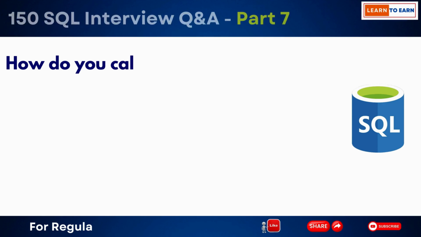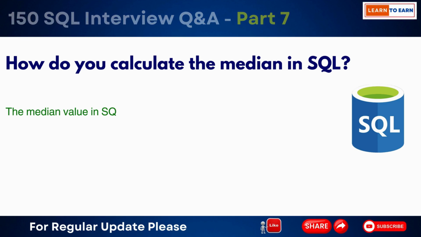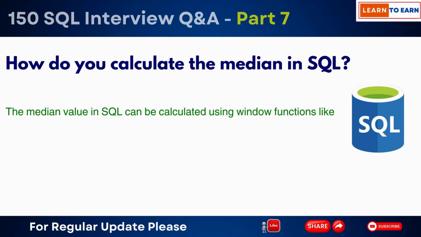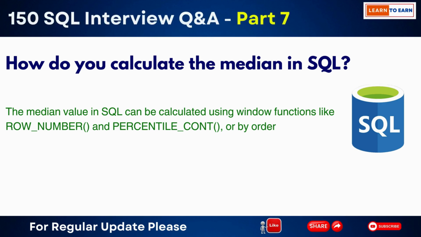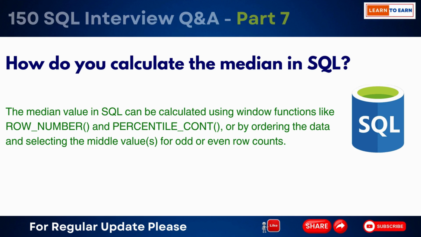How do you calculate the median in SQL? The median value in SQL can be calculated using window functions like ROW_NUMBER and PERCENTILE_CONT, or by ordering the data and selecting the middle values for odd or even row counts.